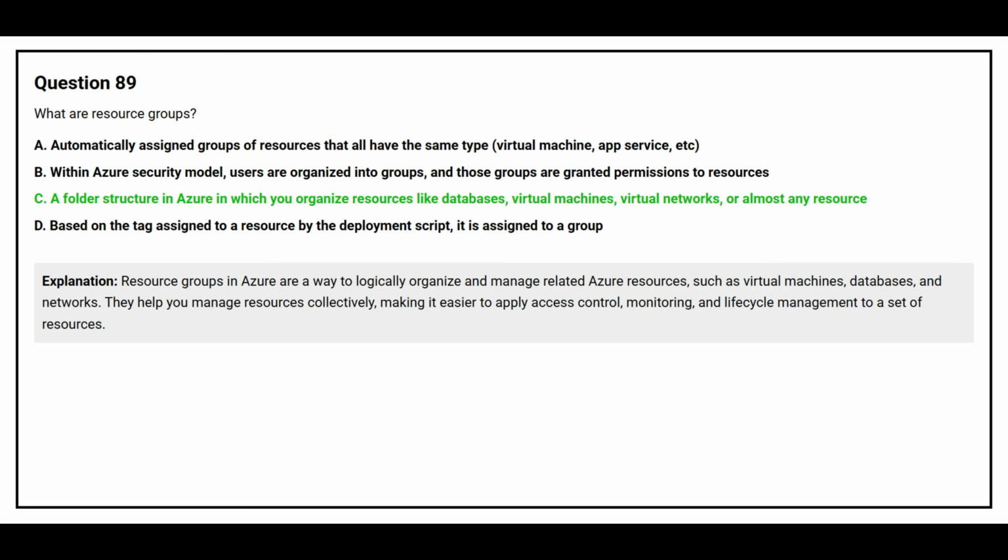Resource groups in Azure are a way to logically organize and manage related resources, such as virtual machines, databases, and networks. They help you manage resources collectively, making it easier to apply access control, monitoring, and lifecycle management to a set of resources.